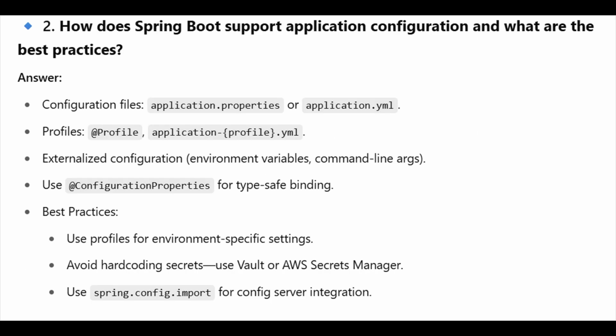2. How does Spring Boot support application configuration and what are the best practices? Answer. Configuration files application.properties or application.yml. Profiles at application-{profile}.yml. Externalized configuration, environment variables, command line args. Use @ConfigurationProperties for type-safe binding.